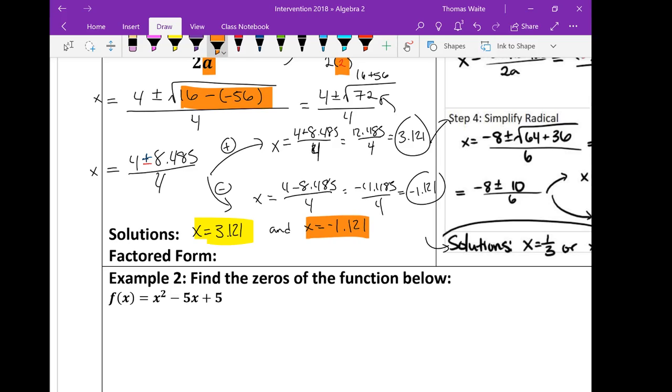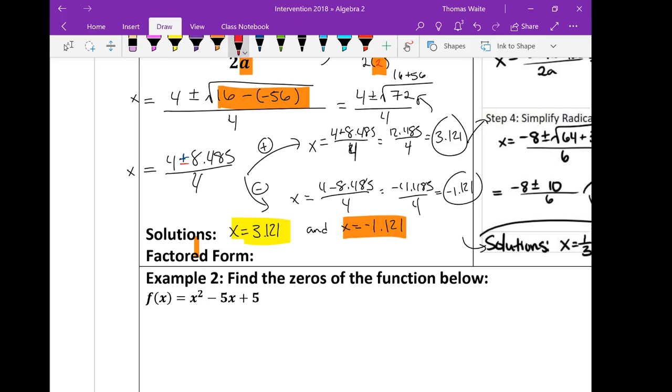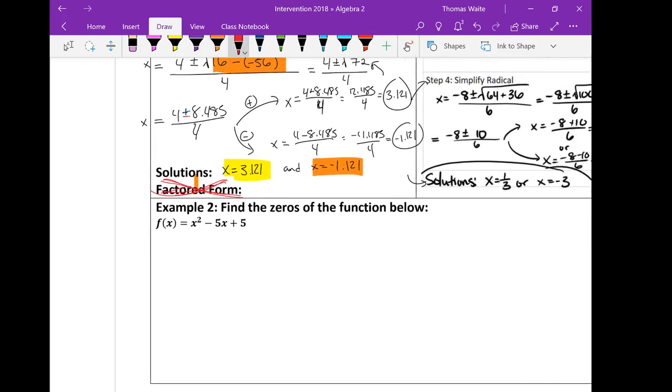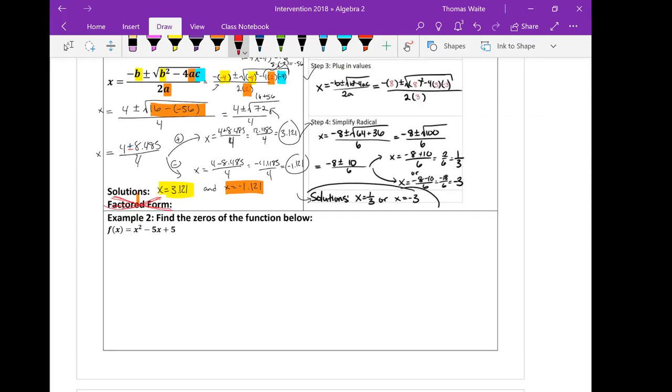All right. And then lastly, we could write this in factored form. We're not very worried about this right now. We'll come back to this later on. So let's just practice finding the zeros of this function one more time.